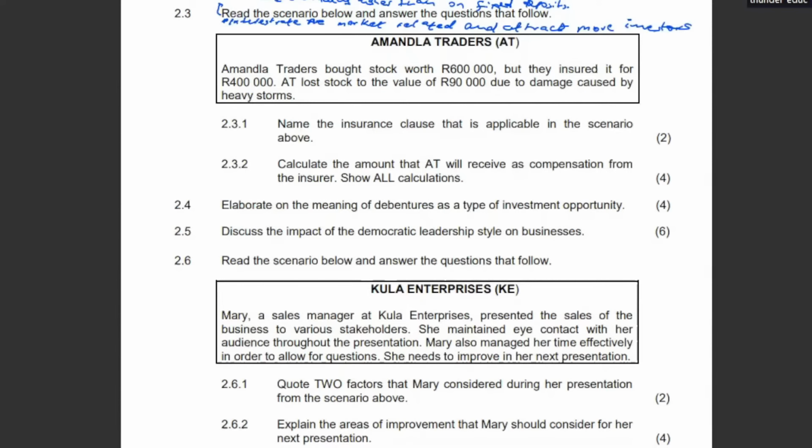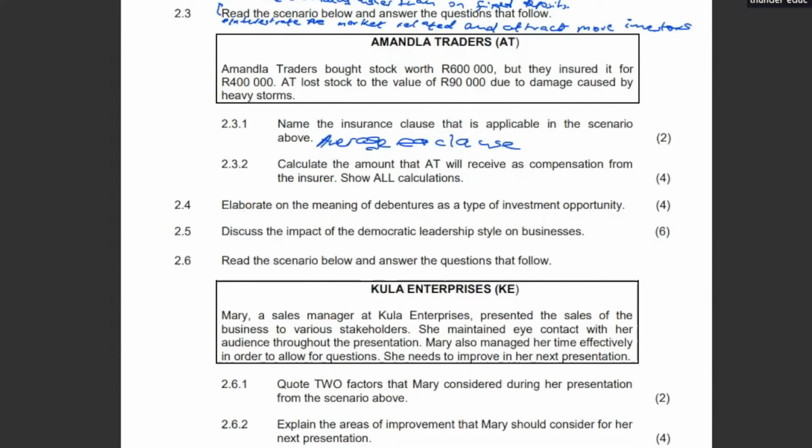Name the insurance clause that is applicable in the scenario above. So the clause that is applicable is what you call the average clause. Average clause. Good. So now let's move on to the second question, which is 2.3.2.